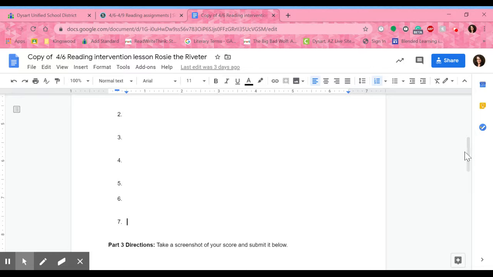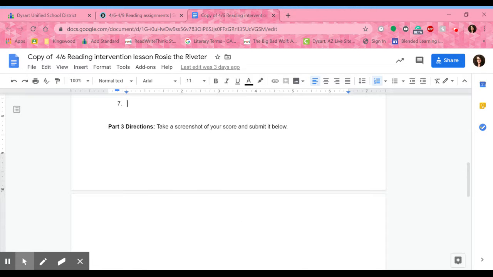Then you're going to work through the activities and take a screenshot of your score and submit it below. Some of you have said your computer can't take a screenshot. Contact me and we'll go through what I would prefer you to do if you're struggling to get a screenshot of your score into the document. Some people have gotten really creative. Some people have just taken a picture of their assignment on their phone and put it into the document. So it doesn't have to be a screenshot, a picture would work, and we can figure out a technology way to get that done.